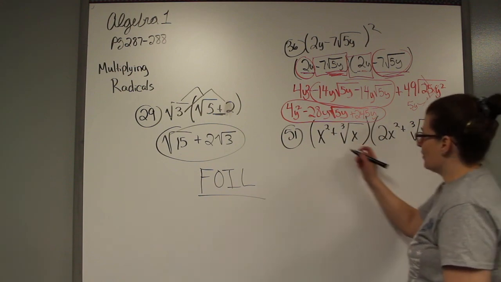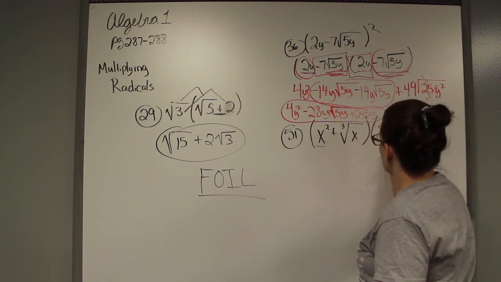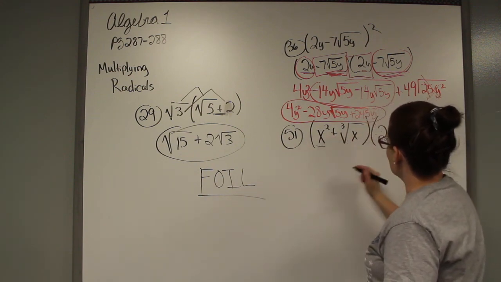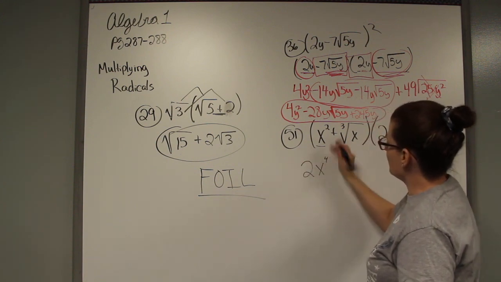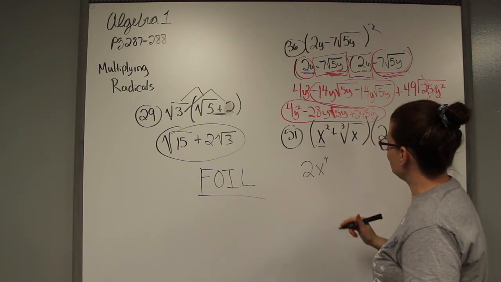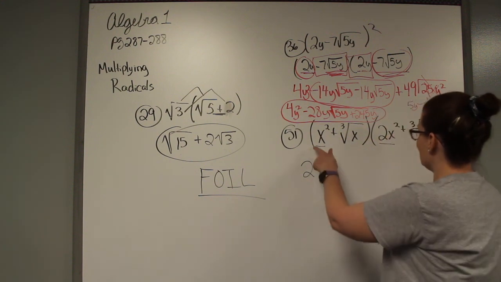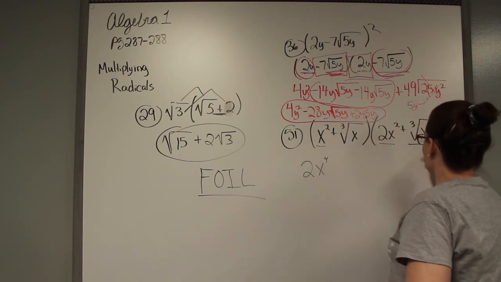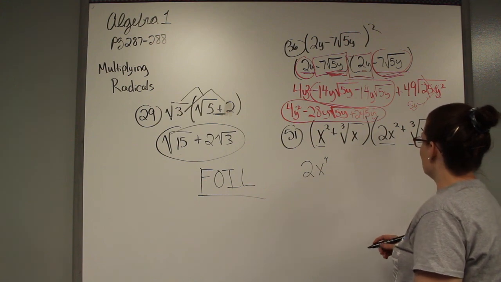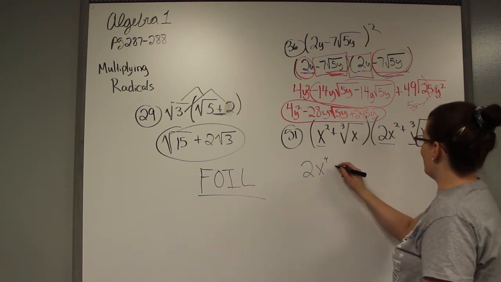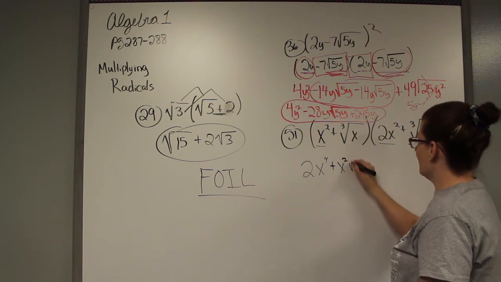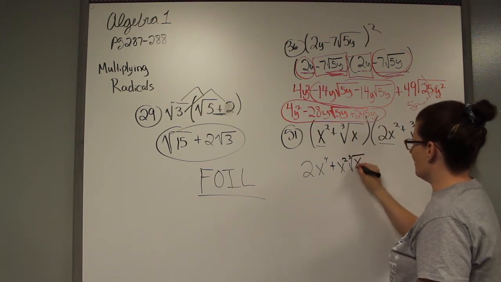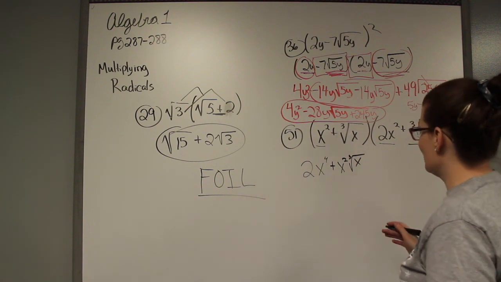So again, we're going to go with our first, which would be x squared times 2x squared. That's going to give me 2x to the 4th. 2 plus 2 is 4. On my outside, I'm going to do x squared times the cube root of x. So they're both positive, so that's going to be x squared and the cube root of x. I can't do anything with those right now.